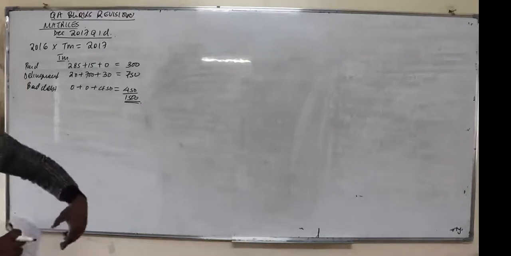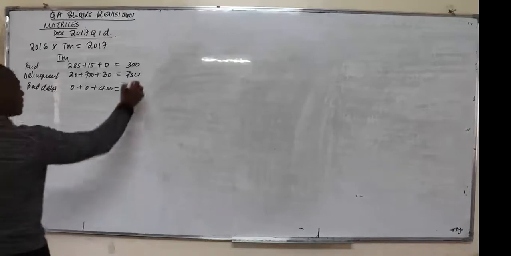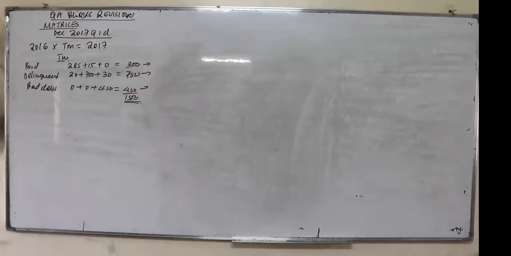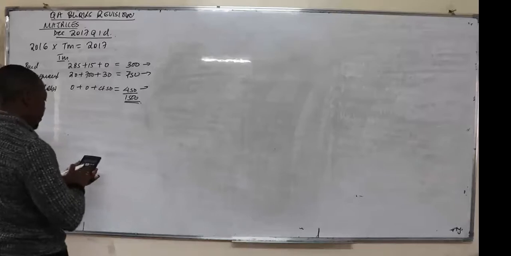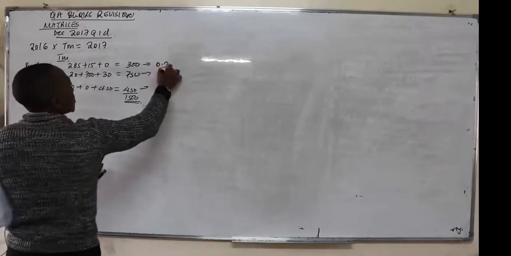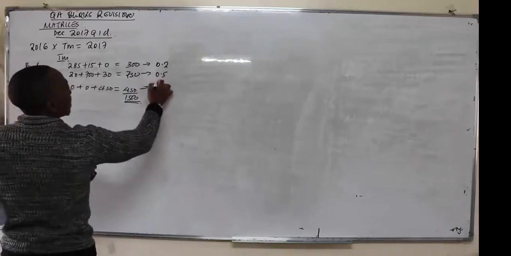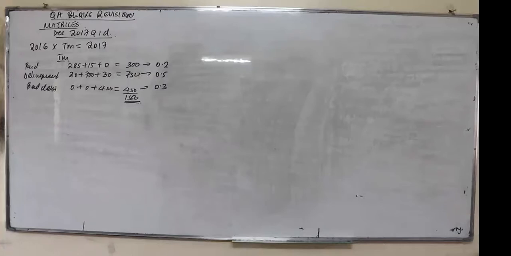So can we convert that into proportion? Let's convert that into percentage. So 300 over 1,500, this is 0.2. We have 0.5 and this is 0.3. So now let's convert that into probability transition.